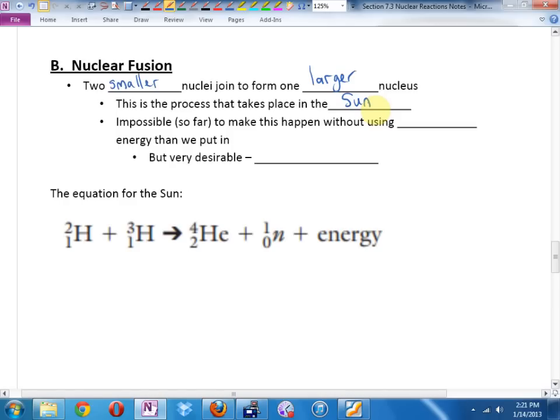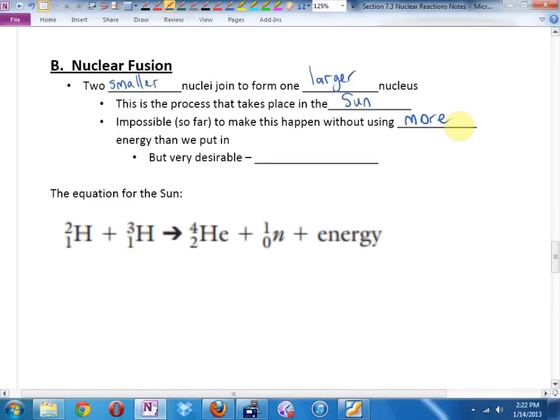So far, we can't make this happen on Earth without using more energy than we can put in. We can do it, but if we get 100 joules of energy out, we have probably had to put 1,000 joules in. But if we can get this to work, it'd be awesome. And this is probably going to happen in your lifetimes. Why? No nuclear waste.